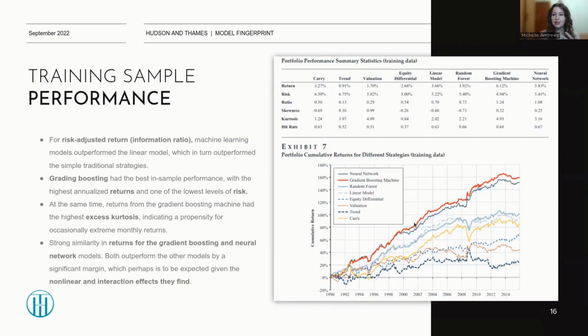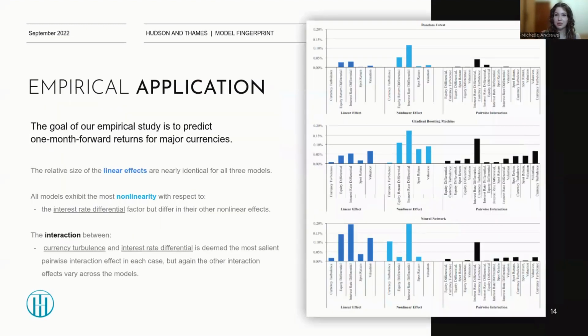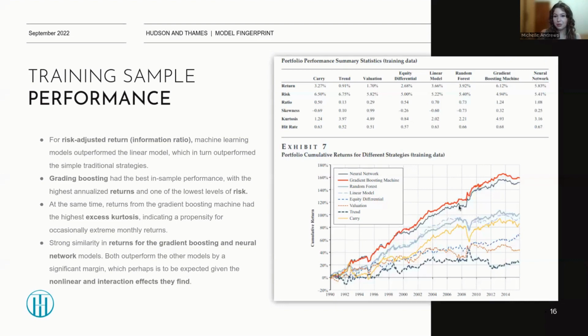So now we can use the model fingerprint to actually figure out why. And if we go back to our summary, we can see that both the gradient boosting machine and the neural network picked up on those effects, the linear, the nonlinear, and the pairwise effect, whereas the random forest did not pick up all of these effects as strongly. It did not identify them as the gradient boosting machine and the neural network did. So this gives us an insight into why these two models are performing well, and why the random forest is not performing as well.